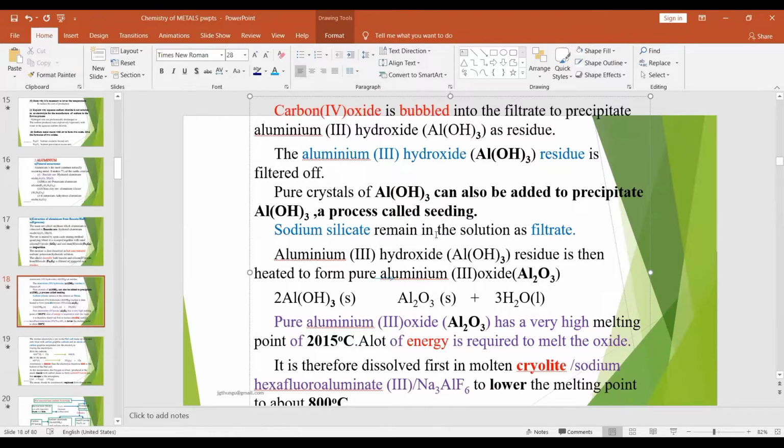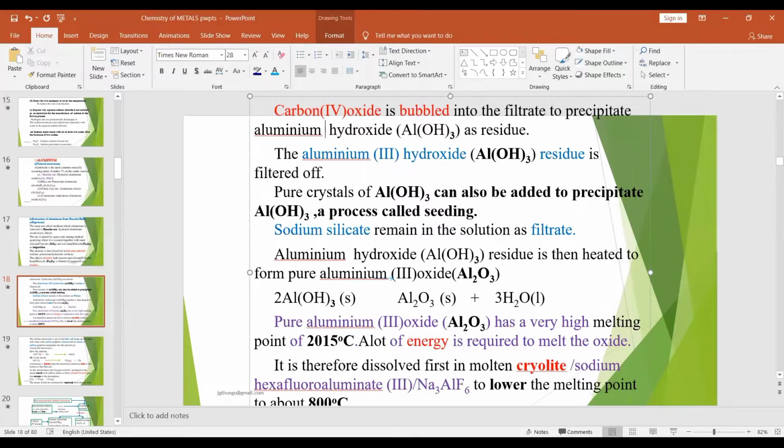Sasa tumepata aluminium hydroxide yetu. Ignore this aluminium 3 hydroxide. It is just aluminium hydroxide. Aluminium iko na valence 3, so hiyo haichangingi. We only use these numbers to show when the metal or the element has more than one oxidation state.